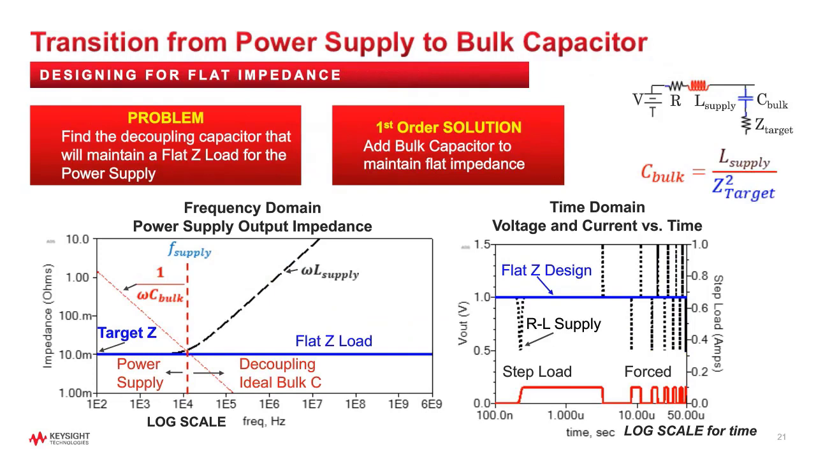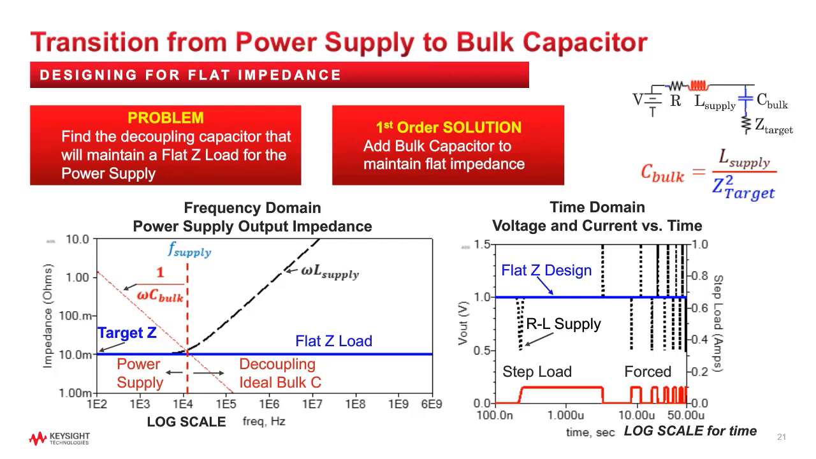The next step is to extend the frequency range of the power delivery network by adding a bulk capacitor to the output of the power supply. The capacitor provides local charge storage that brings down the impedance at higher frequencies. To get the desired flat impedance, we just need to find a capacitor that will decrease in impedance at the same rate that the active inductance of the power supply is increasing in impedance.